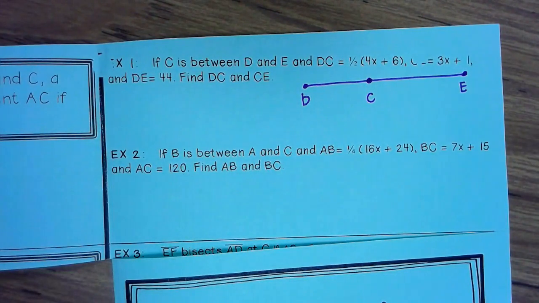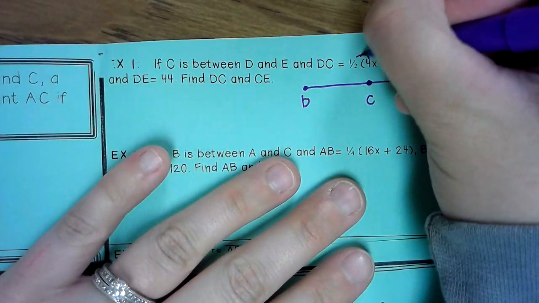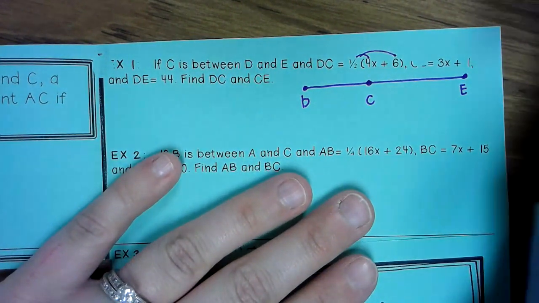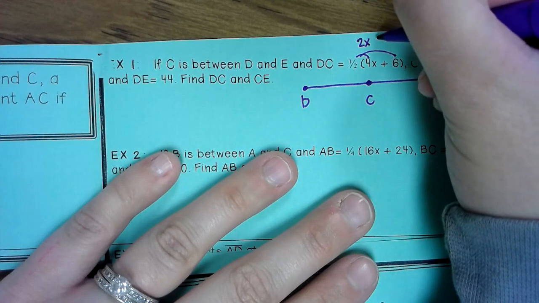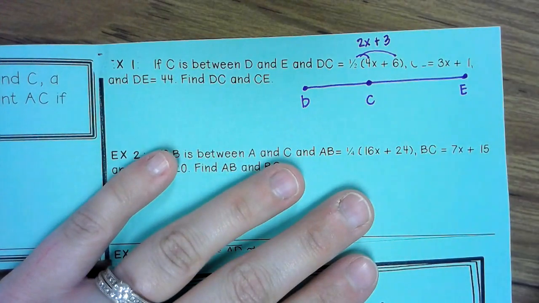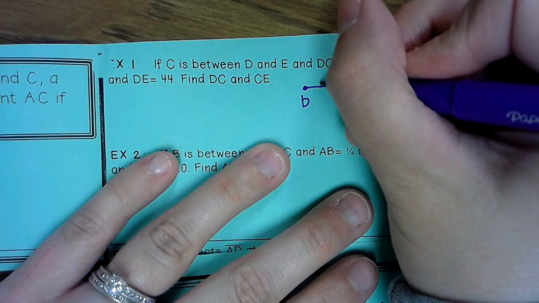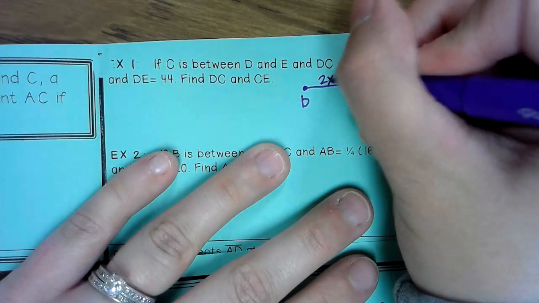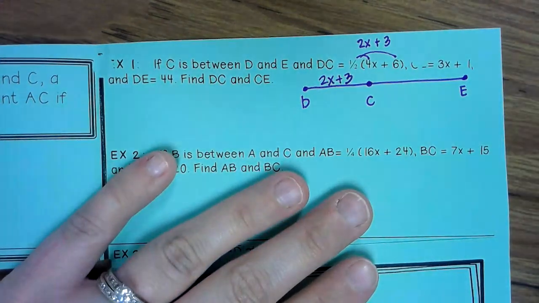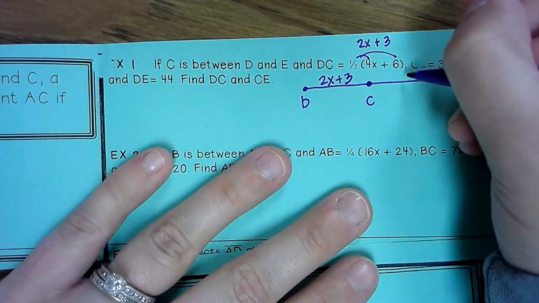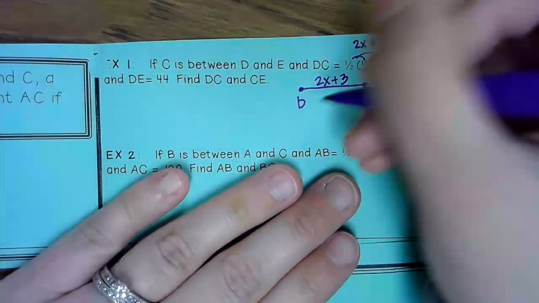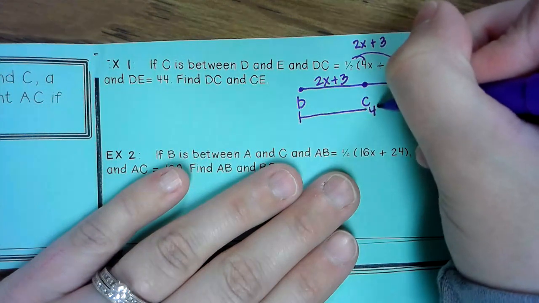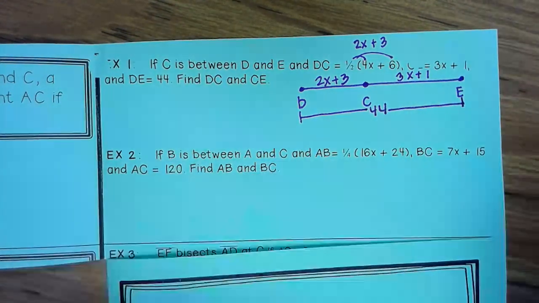We know that DC is 1/2 times 4x plus 6. I'm going to go ahead and distribute that 1/2 just so I can get rid of my fraction. 1/2 times 4x is 2x. 1/2 times 6 is 3. So DC is 2x plus 3. And we know that CE is 3x plus 1. And we know that DE, the whole thing, is 44.